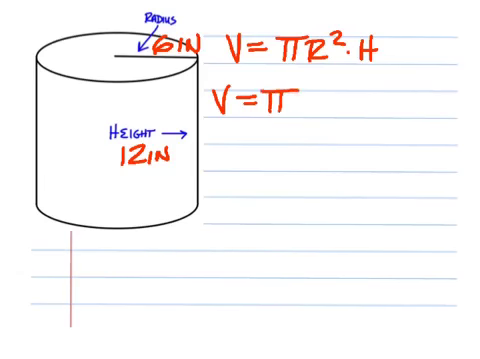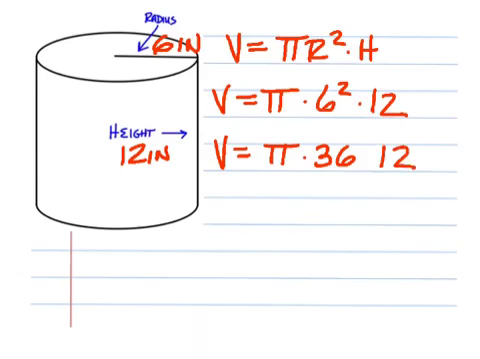You must fill in the information that you know. And then simplify it as much as possible before you get your final answer. Do not stop at this point, plug it in the calculator, and then write the answer. You must work out the problem. 6 squared is 36. You can still simplify. 36 times 12 is 432.